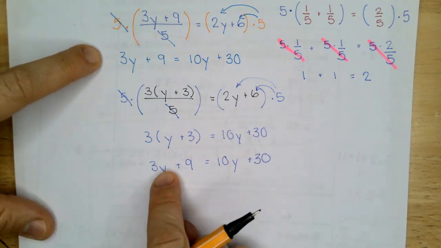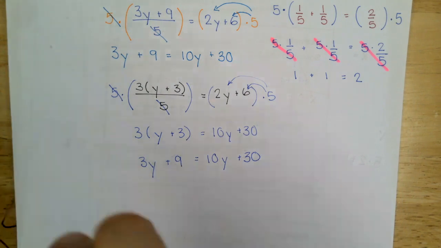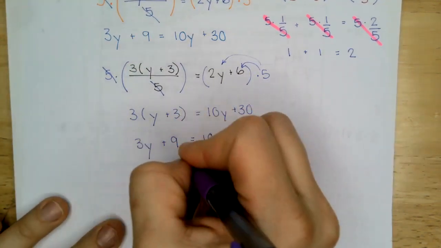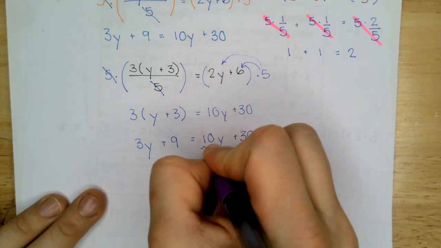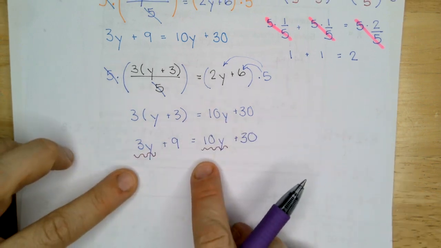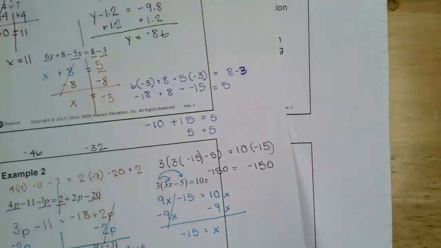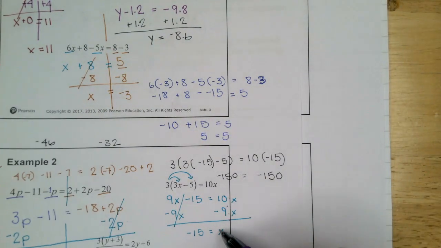Either way, we got to the same step. Good. It's not finished yet, but it will be finished the same way we've been finishing everything else. 3y plus 9, 10y plus 30. Right now, what I would do is look at my y's and say, how am I going to get the positive y? Because when I chose to go the positive route, it was a one step.